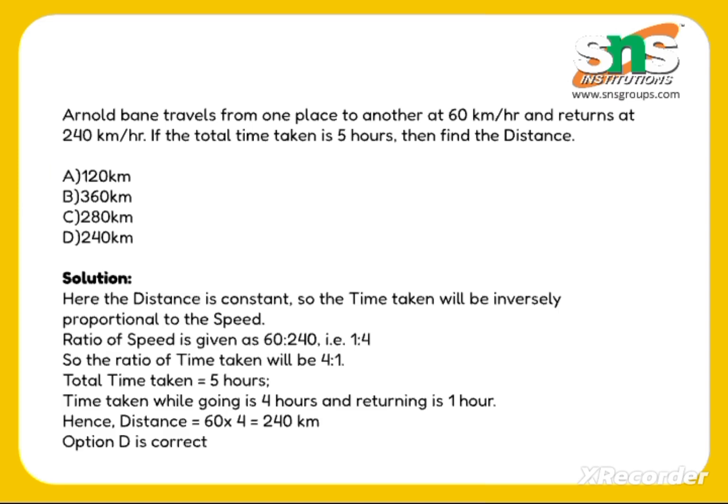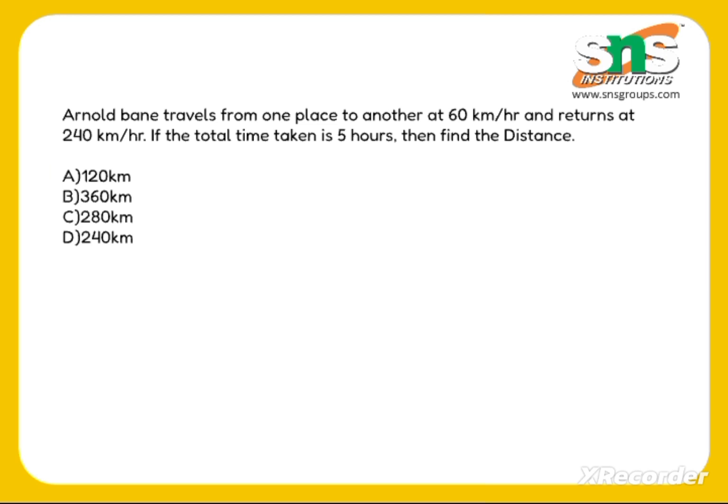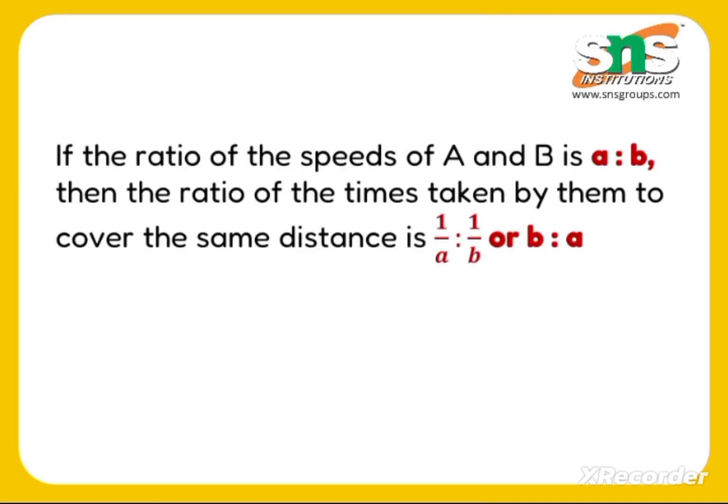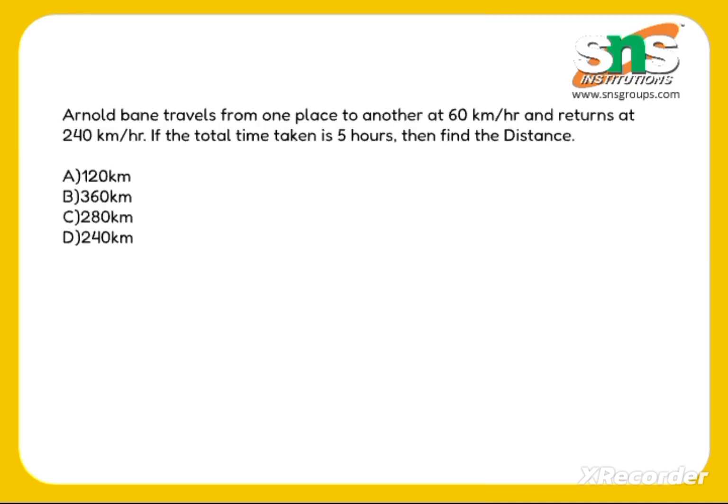Now, distance is constant here, so the time taken will be inversely proportional to the speed. We know that very clearly. So our ratio of speed is 60 is to 240, that is 1 is to 4. We have just simplified it by cancelling the 0 and using the 6 table. So the ratio of the speed is 1 is to 4. In the previous slide, we saw that when the ratio of speed is A is to B, the time will be B is to A. It is inversely proportional, so we have reversed it.